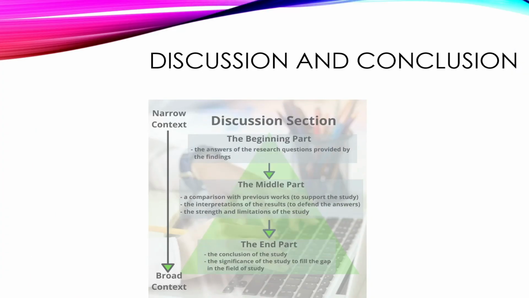Now we've written our results, we can continue with the discussion and conclusion. In the discussion you have a beginning part where you give me the answers of your research question, the middle part where you compare the answers with the results beforehand, so from the theory, and the end part where you draw your final conclusions. So it's coming from narrow to a bit broader to broad. So in the beginning we went from broad to narrow, now we're going from narrow to broad again.